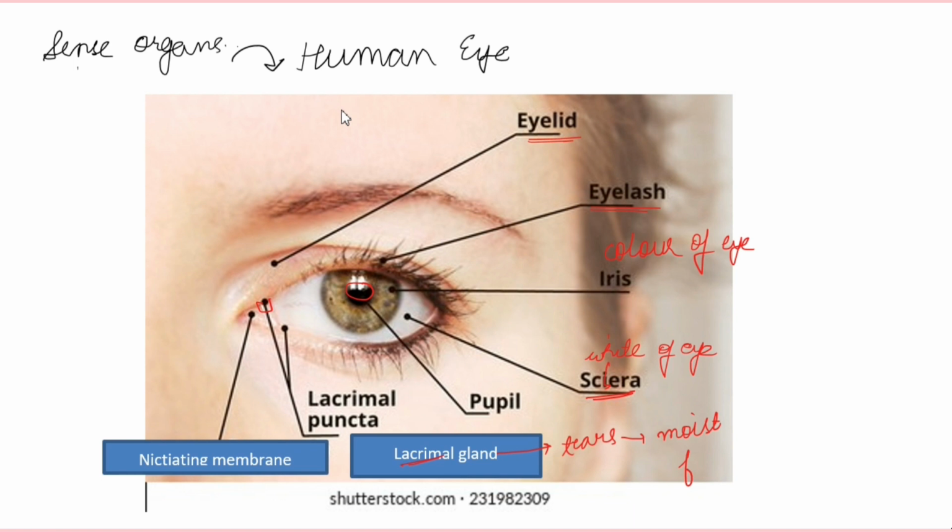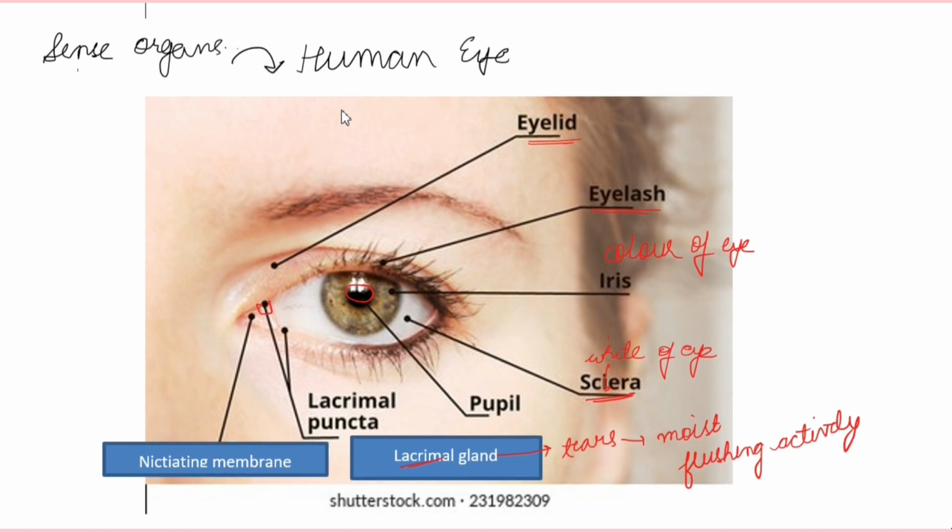The next part is the nictitating membrane, which is also called by some people the third eyelid. The nictitating membrane is vestigial. Its main function is protection. The eye is a lot more than what we see externally, so let's quickly dive into its anatomical features.